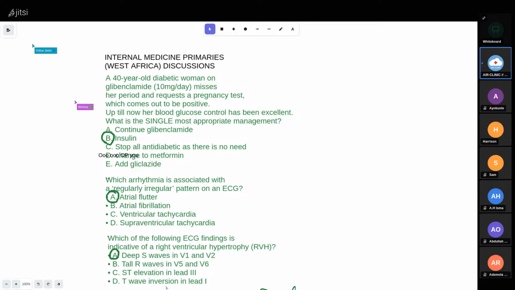Which is not a symptom of raised intracranial pressure: altered consciousness, headache, non-projectile vomiting, convulsions? We expect projectile vomiting in raised intracranial pressure.